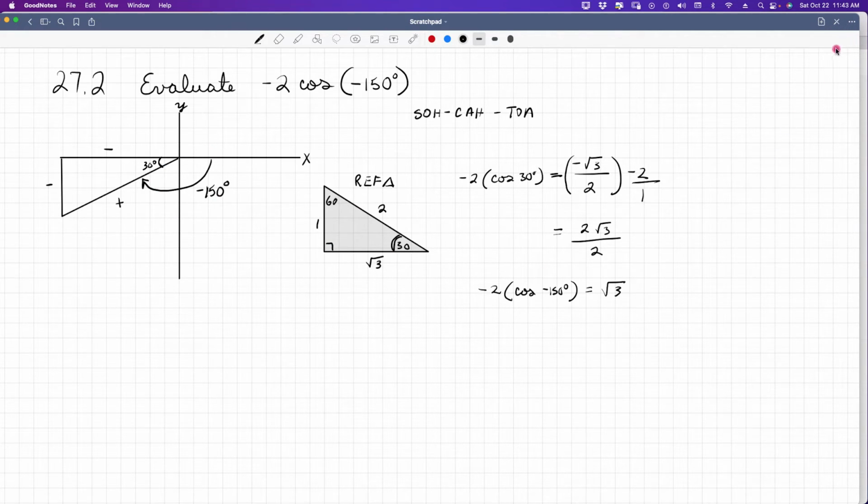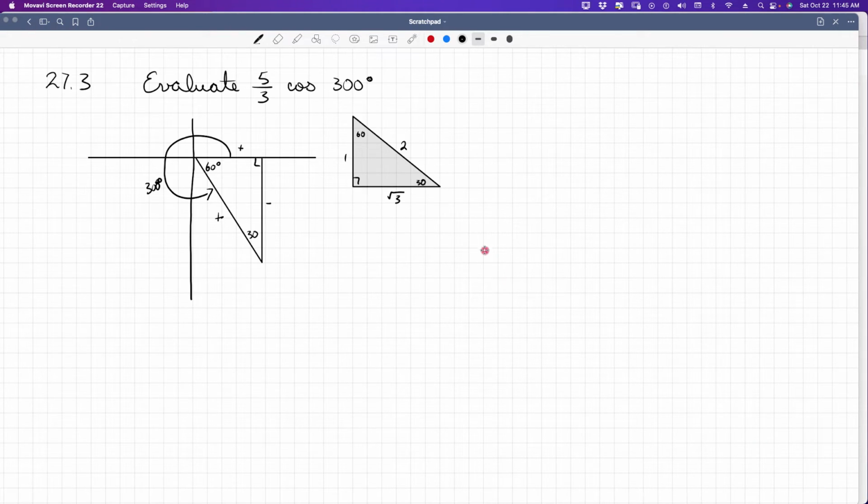Let's do 27.3. I'm going to go ahead and just pause and put all of this up there at one time, and then we'll solve 27.3. All right, so here we have our last problem. Evaluate 5/3 of the cosine of 300 degrees. So first we sketch it out. We figure out our vectors at 300 degrees.